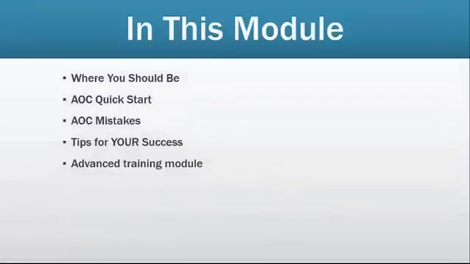In this module, we're going to be talking about, like I just said, where you should be, where I'm going to give you a quick start so that you can implement Auto Offline Clients right away and start on your way to getting your first, or, like I said before, your 100th client. We'll talk about some of the common mistakes that we've seen from our students who've implemented this course over the last couple of years, some tips for your success, and a little bit about some of the advanced training that we have for this course.